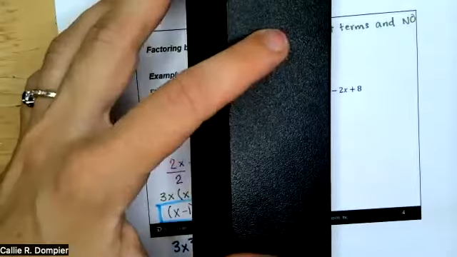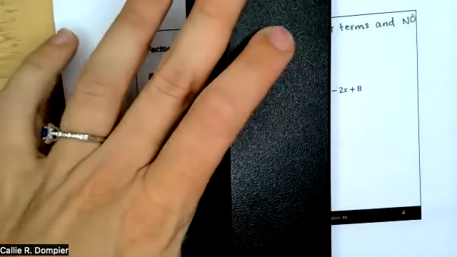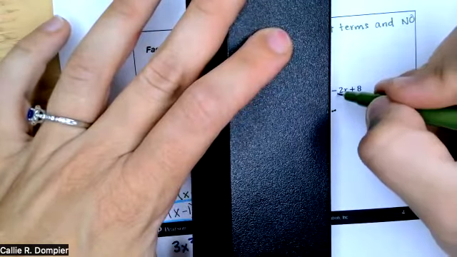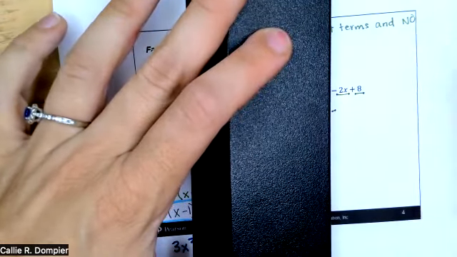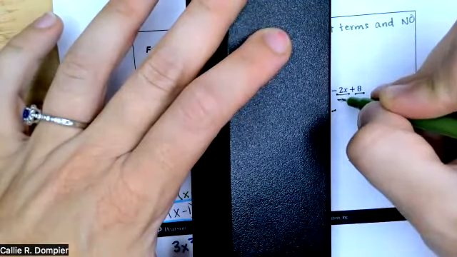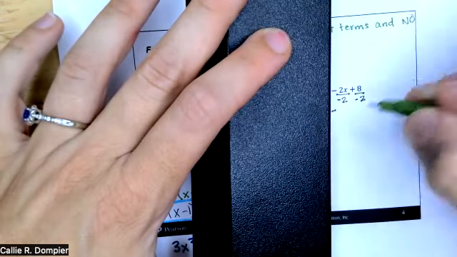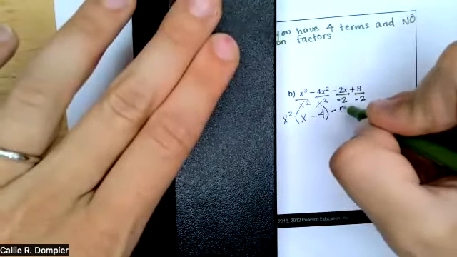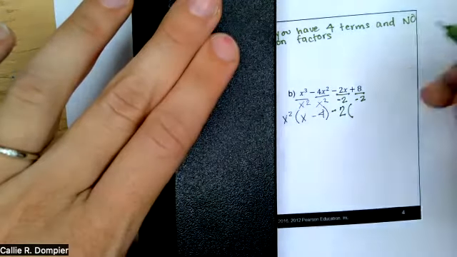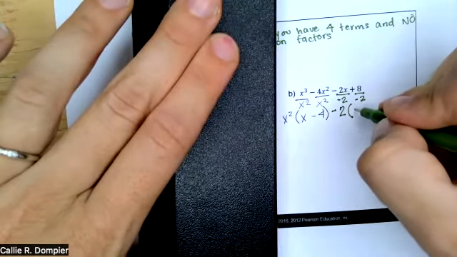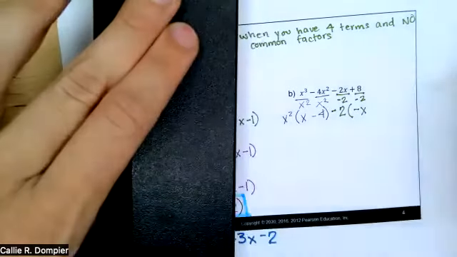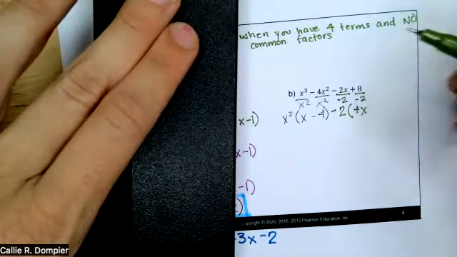So this is when I said preserve that sign, make sure that sign goes with whatever you're pulling out. So negative 2x and 8 can both be divided by negative 2. I have to make this term a negative because of that minus sign. So negative 2 is what's being factored out. 2x divided by negative 2 is a negative x. 8 divided by negative 2, oh, sorry, it's a positive x.